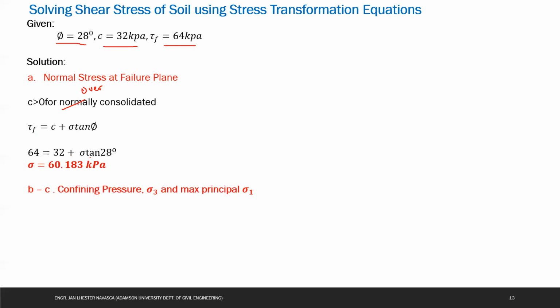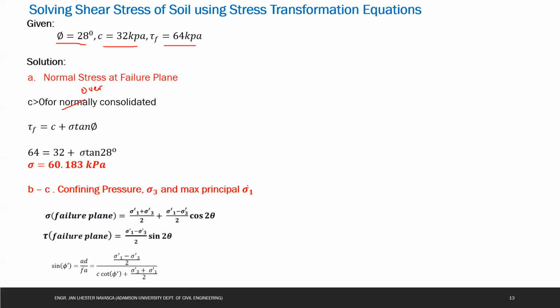Okay, then next problem is what is the confining pressure? If you check your handout, confining pressure again is sigma 3 and the maximum principal stress is sigma 1. So we need to find sigma 3 and sigma 1. We have three stress transformation equations that have the variables sigma 3 and sigma 1. Yan yung tatlong equations natin. Take note, we have two unknowns, sigma 3 and sigma 1. In order for us to solve for two unknowns, we need at least two equations, di ba?